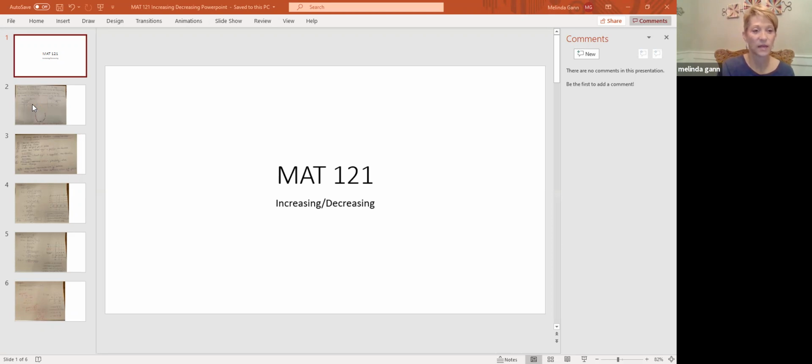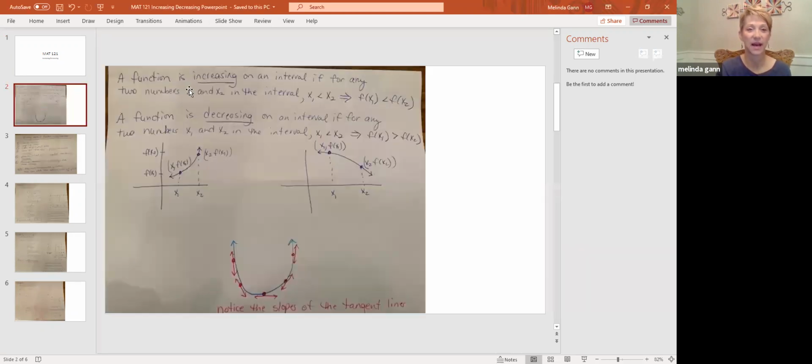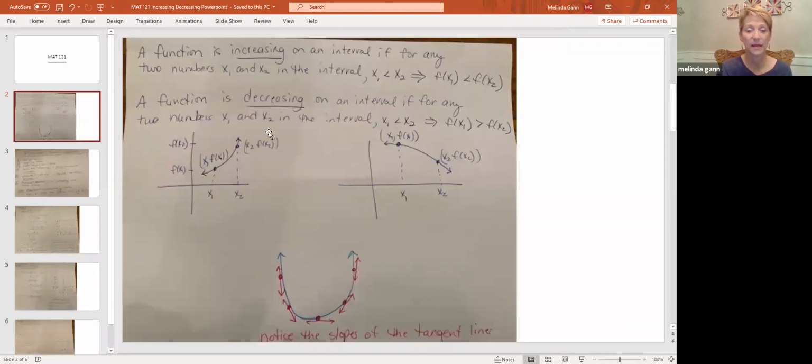All right, let's talk just a little bit about this. You've seen this a little bit, but let's review it. Let's talk about where a function increases on an interval and where it decreases on the interval. A function increases on an interval if for any two x values like x1 and x2, if x1 is less than x2 implies that f of x1 is less than f of x2, then the graph must be increasing or going up.